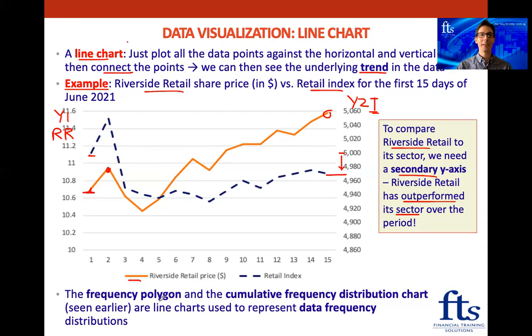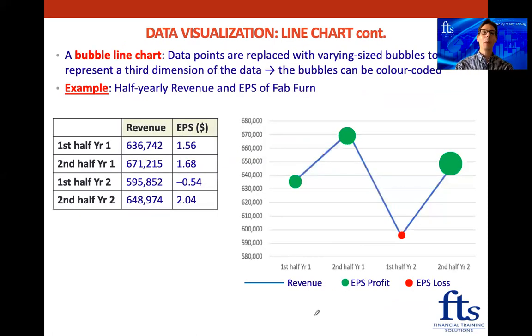Okay, I just made a note down the bottom over here that, remember, the frequency polygon and the cumulative frequency distribution chart that we did in the previous class are line charts, and they are used to represent data frequency distributions. Great. And now we're going to look at a bubble line chart, which sounds like some fun.